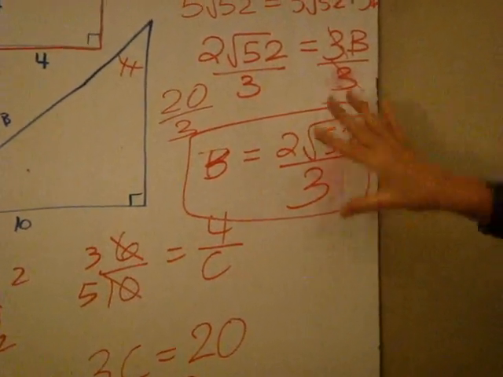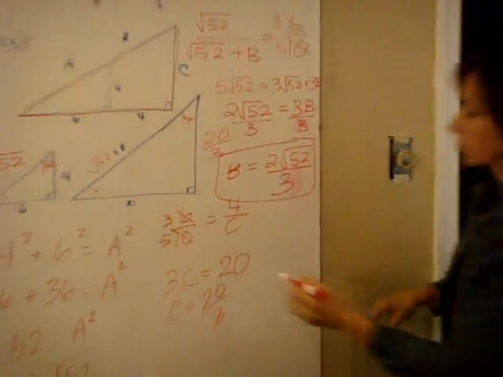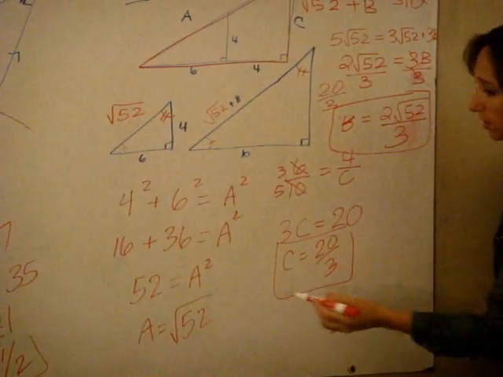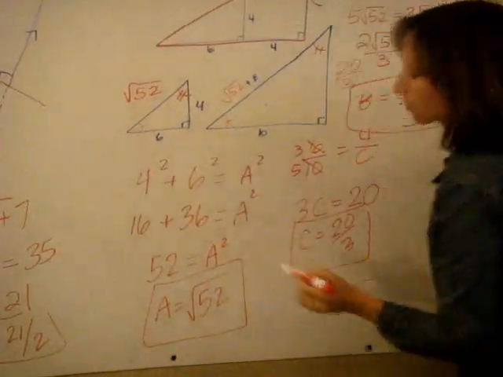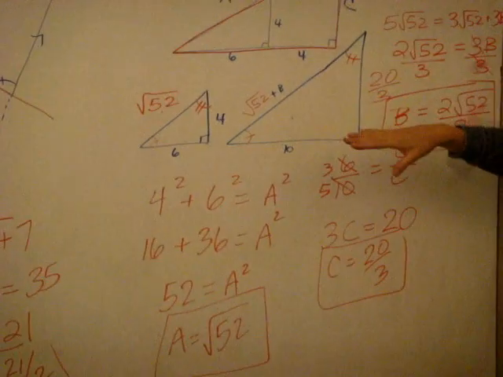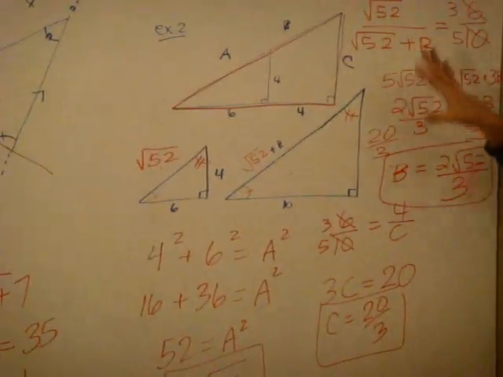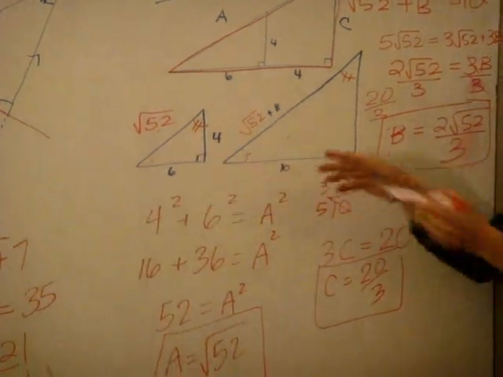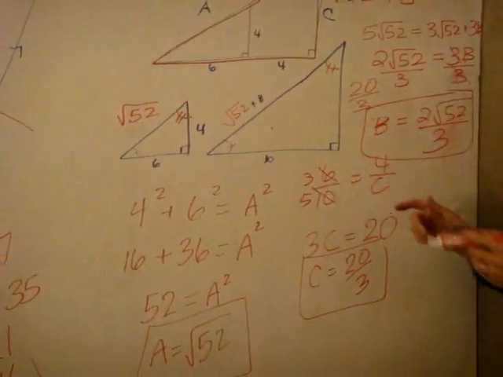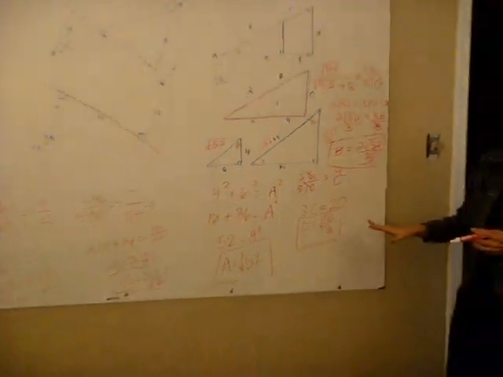So we have b is 2 square root of 52 over 3, c is 20 over 3, a is square root of 52. So we got all our variables, a, b, and c. So hopefully you can do these, just separate them out, use the Pythagorean theorem, and then you just set your sides proportional in a ratio, and solve for each letter. So that's it.